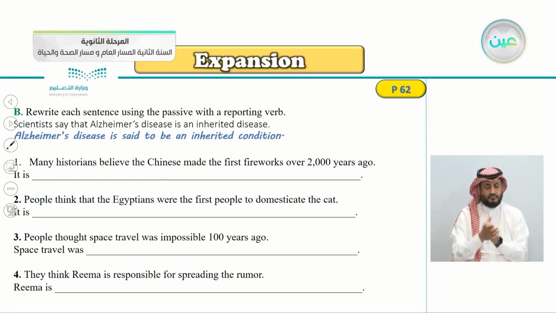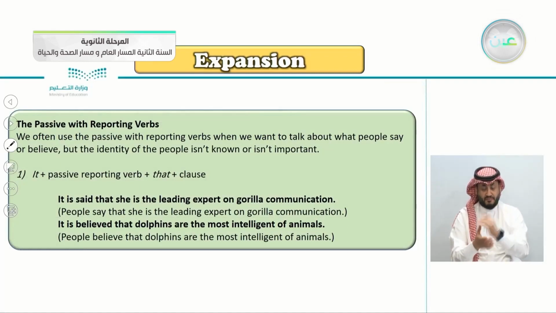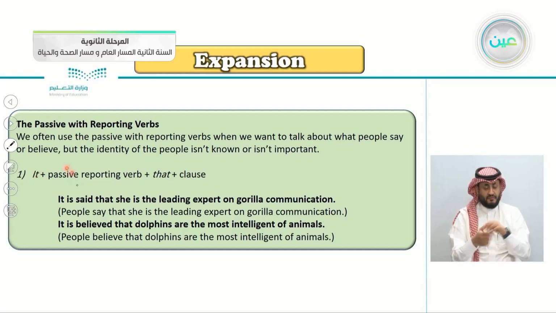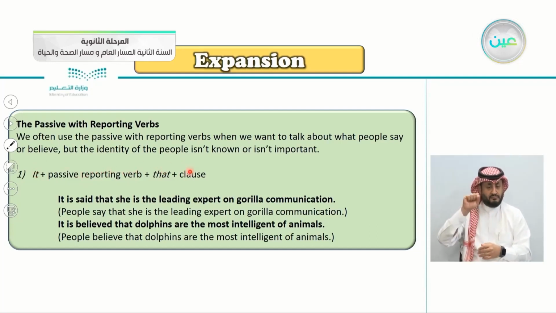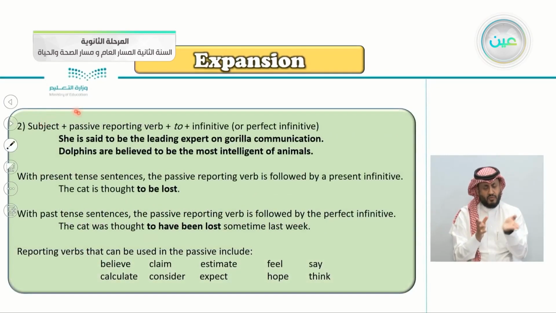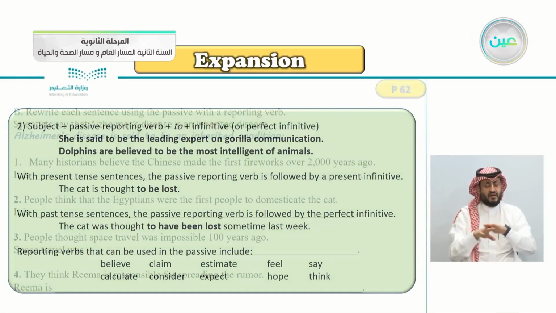Exercise B, rewrite each sentence using the passive with a reporting verb. If you remember the passive with a reporting verb, like it is said, it is believed, or you can say, she is said to be, dolphins are believed to be, and so on. So the first part is it, then passive reporting verb, that, clause. Or you can write it subject, passive reporting verb, to, then the infinitive or the perfect infinitive.